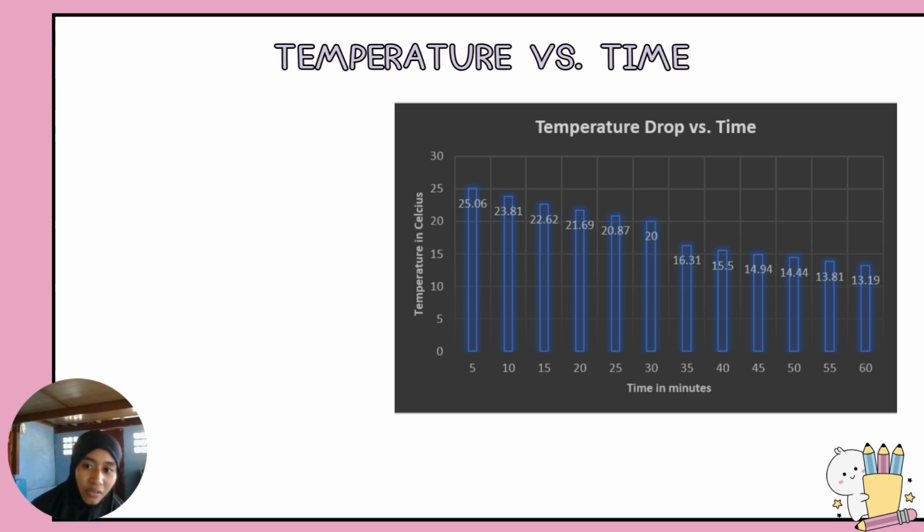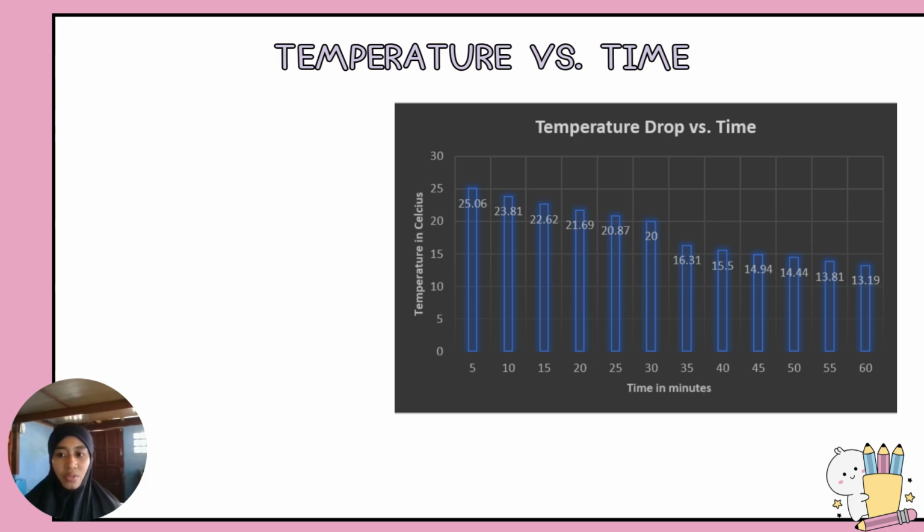Between 30 and 35 minutes, as you can see there, the temperature experienced a larger decrease, which is from 20.0 Celsius to 16.31 Celsius. That indicates a faster cooling rate during this period. After that, the rate of cooling became slower. From 40 minutes onward, the temperature decreased only slightly, reaching 13.19 at 1 hour of experiment.